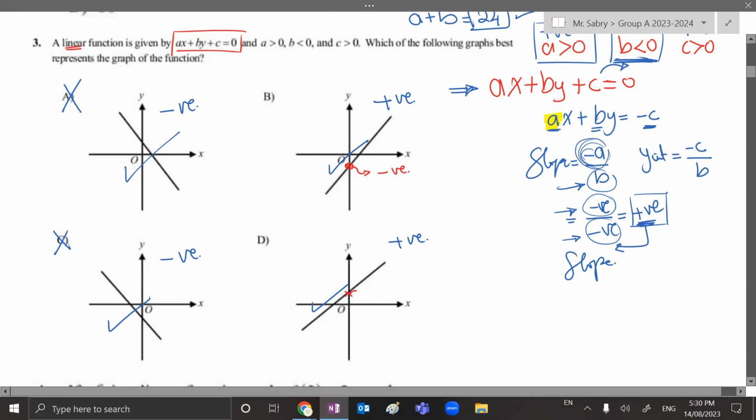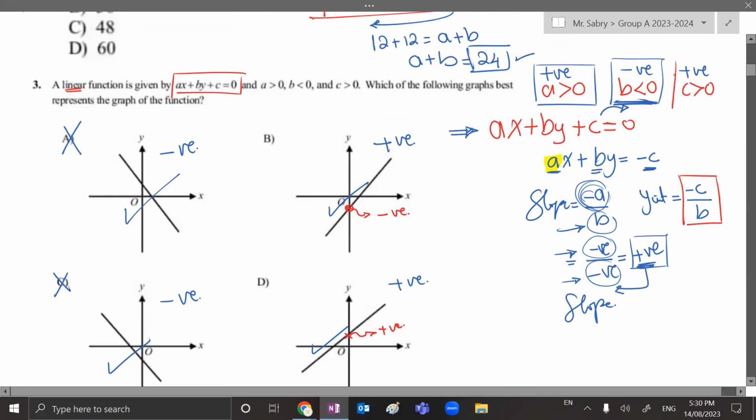But there, the y-intercept is a positive number. So I need to get the y-intercept. Remember that this is the y-intercept, negative C over B. They said that C is already supposed to be positive, so negative C will make it a negative number over. The B is already negative, as they said. So negative over negative will still make it a positive number.